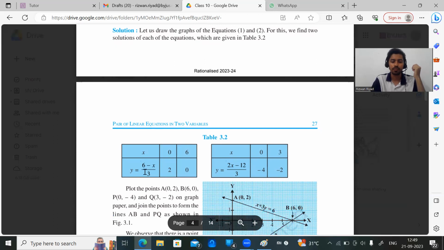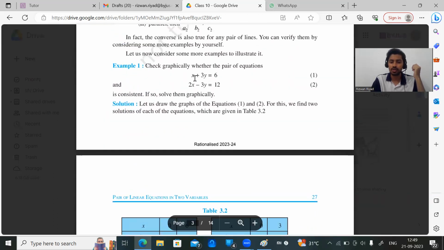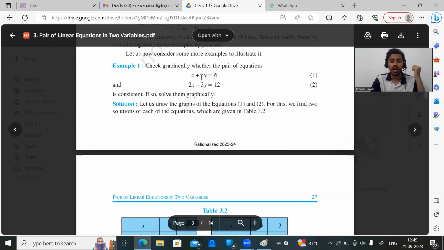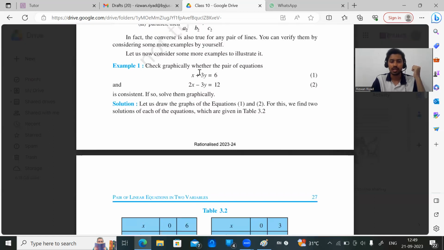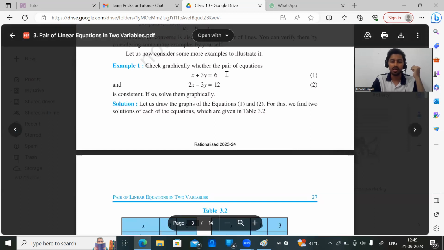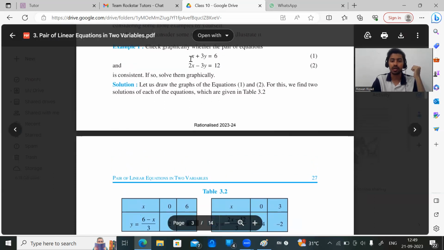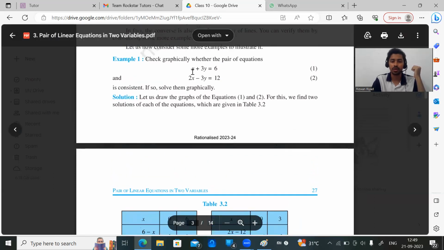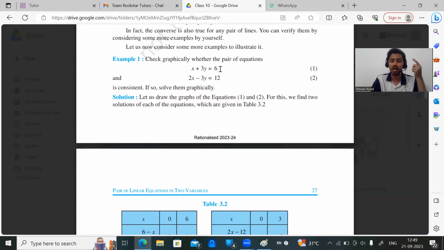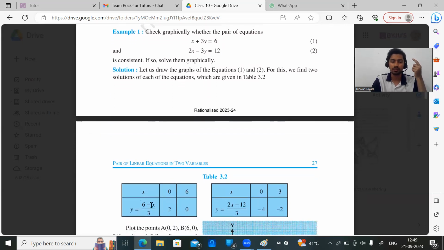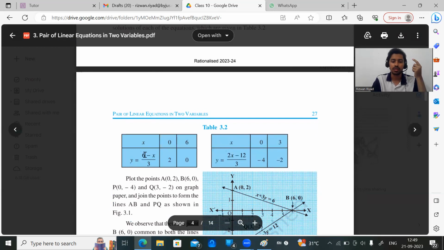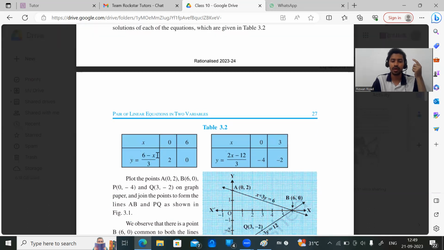Why is it so? Because that is from the first equation. According to the first equation, x plus 3y equal to 6. Take this x to the other side, it becomes minus x. So you will get 3y equal to 6 minus x. That's why here you can see 6 minus x.